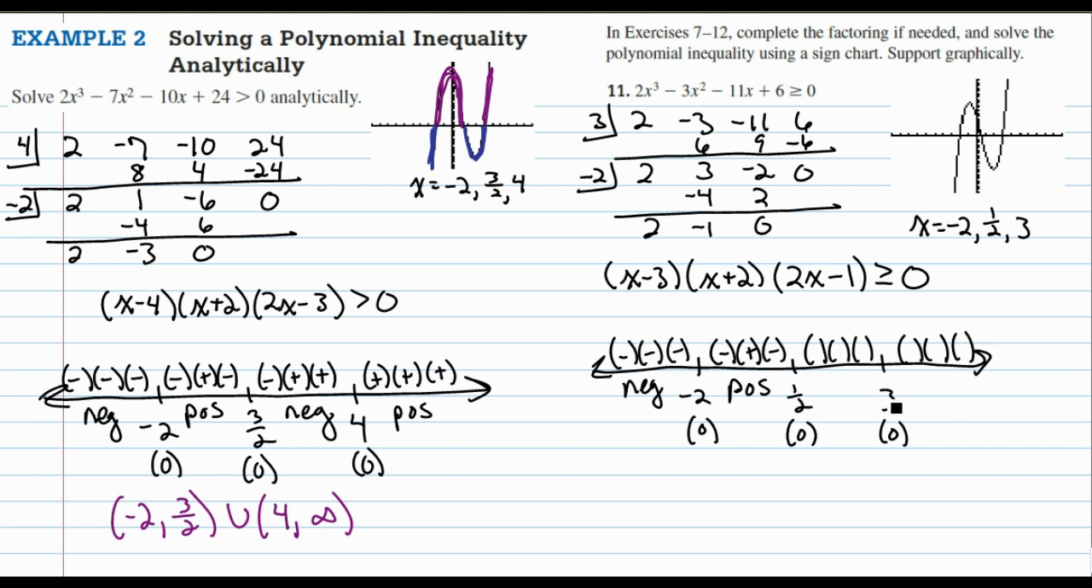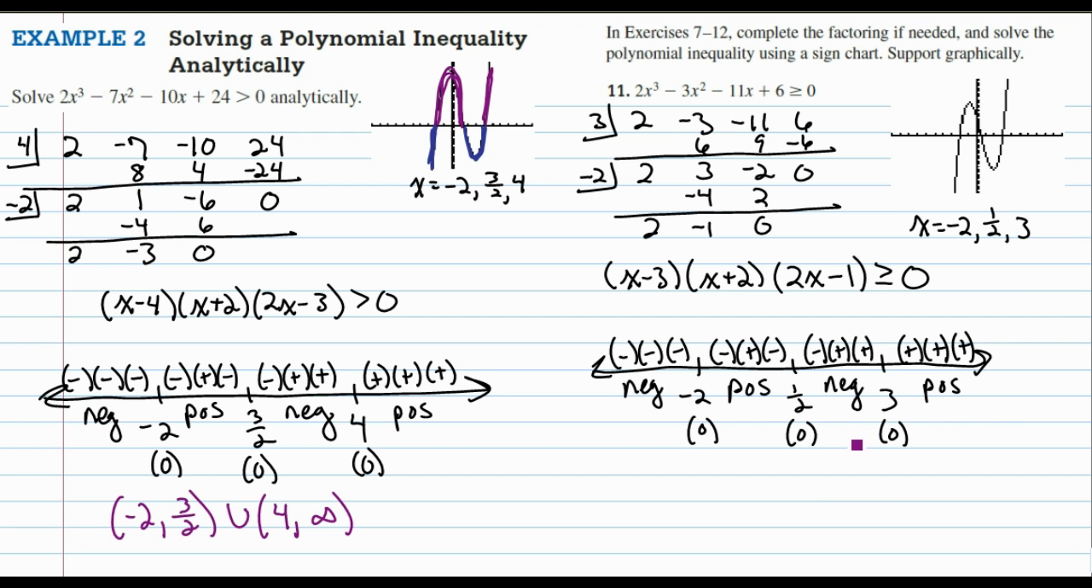Easiest number between 1/2 and 3, I think, is 1. 1 minus 3 is negative. 1 plus 2 is positive. 2 times 1 minus 1 is positive. That's going to result in a negative y value. Any x value I plug in between 1/2 and 3 will result in a negative y value. And last but not least, anything greater than 3 is going to result in all positives, which will be an overall positive y value.